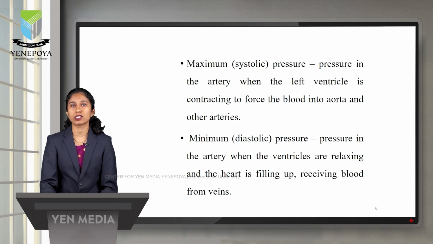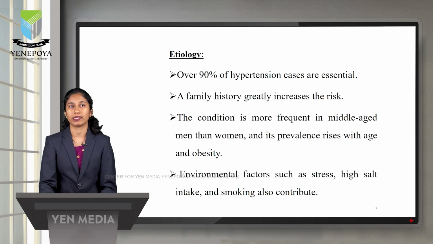Maximum pressure or systolic pressure is the pressure in the artery which happens when the left ventricle is contracting to force the blood into the aorta and other arteries. Diastolic pressure is the minimum pressure in the artery when the ventricles are relaxing and the heart is filling up, receiving the blood from the veins.